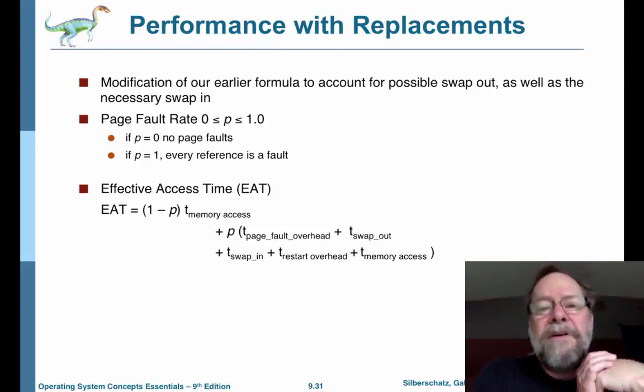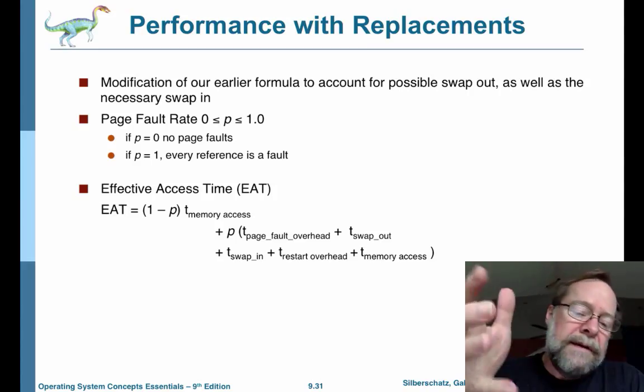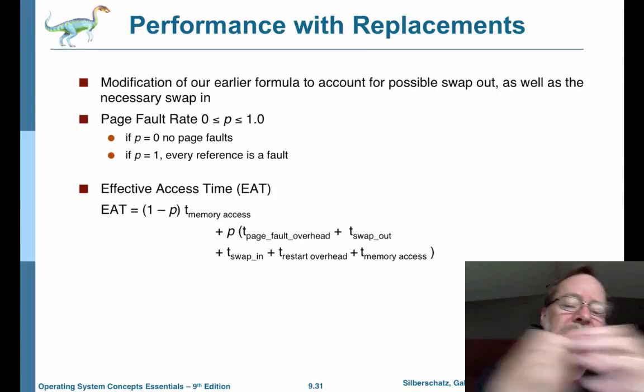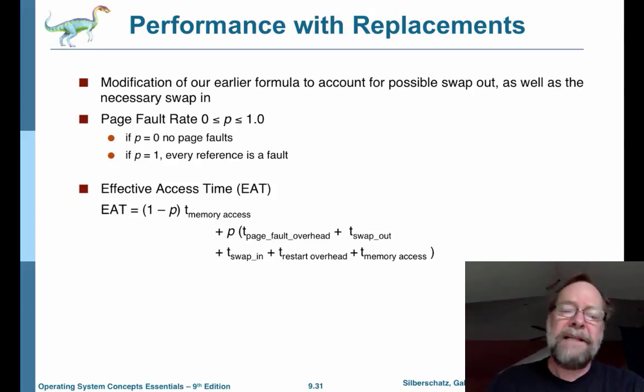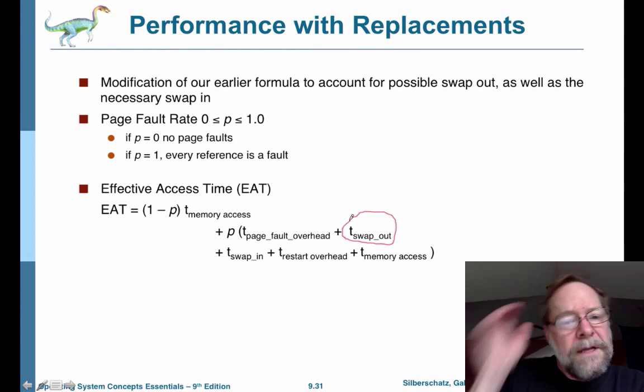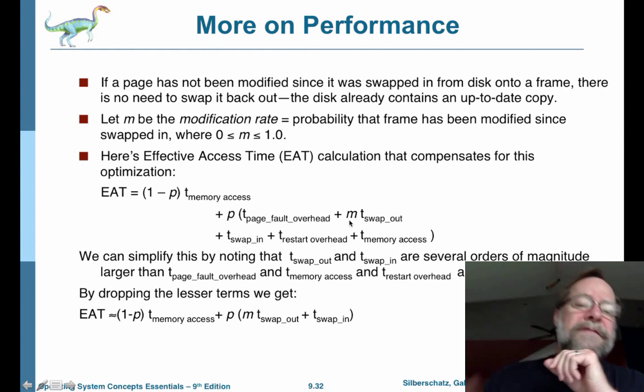So our algorithm gets a little more complicated, or I should say our formula for calculating the effective access time is more complicated, because we have to add this extra term up here, this T swap out, the cost of swapping out, as well as all the cost we had before. So we have to add sort of another variable. So we'll look at variable M here.